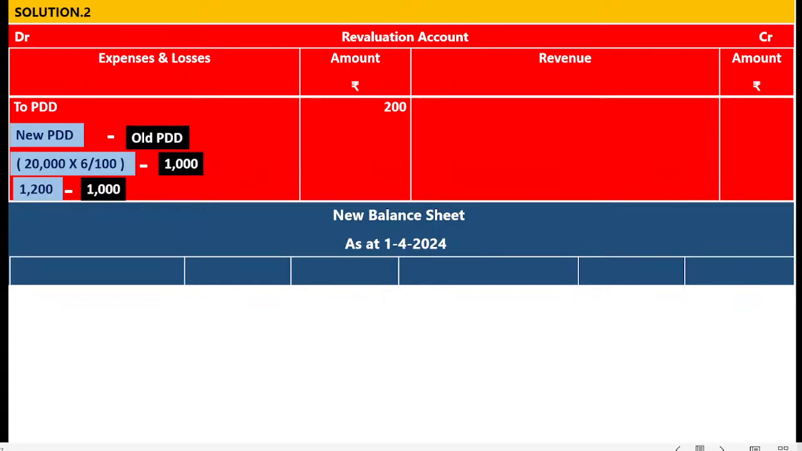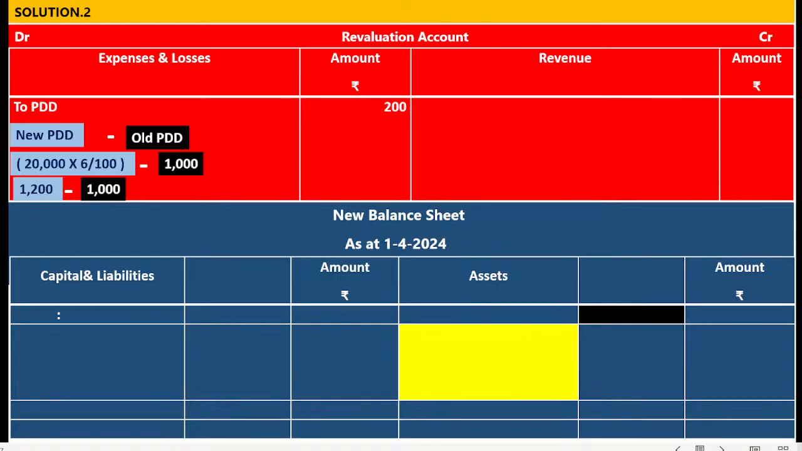Step number 2, new balance sheet as at 1/4/2024. Draw the new balance sheet like this. Left hand side, capital and liabilities, amount rupees. Right hand side, assets, amount rupees. Capital: Mr. A, Mr. B, Mr. C. Now there are 3 partners. Why? Old partners Mr. A, Mr. B. New partner Mr. C. Hereby there will be 3 partners: Mr. A, Mr. B and Mr. C. Debtors. Open the question.